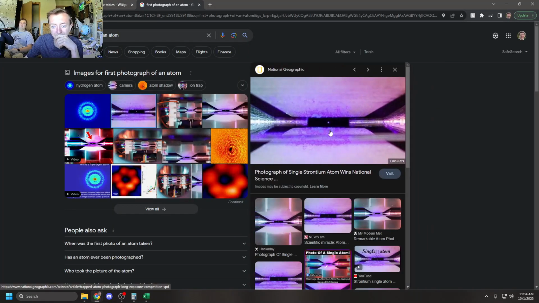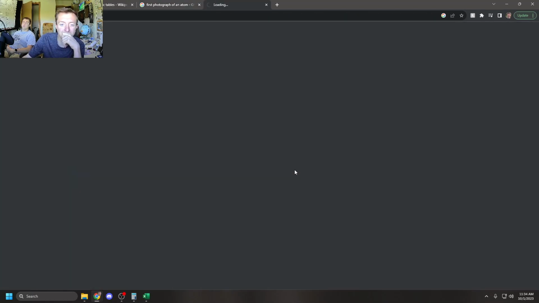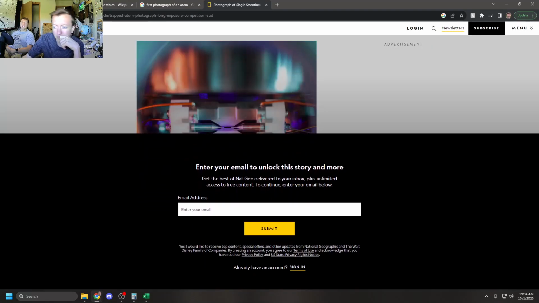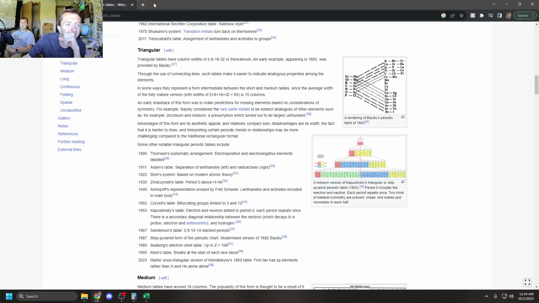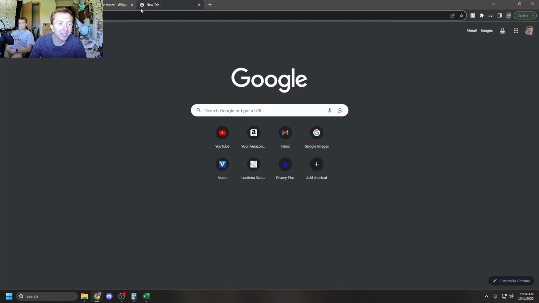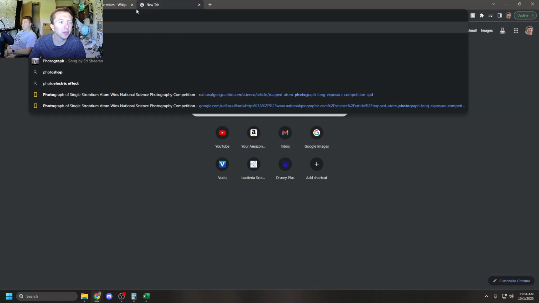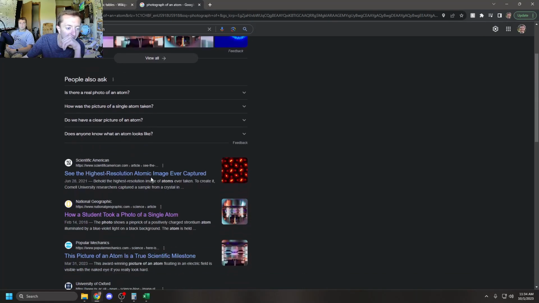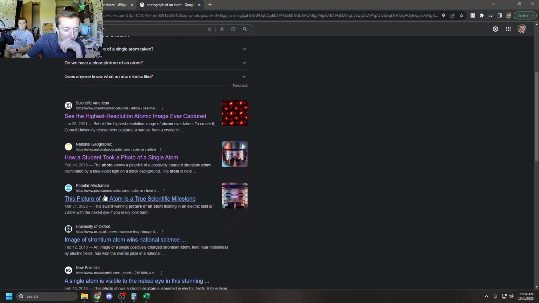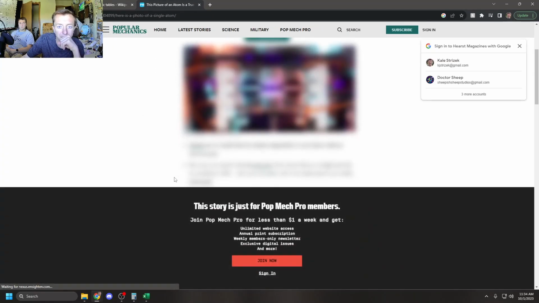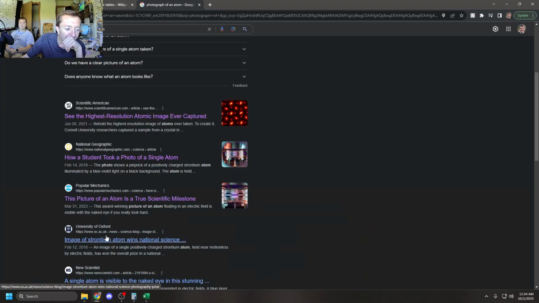Yes. Photograph of a single strontium atom wins Natural Science Prize. Yeah, but they didn't use visible light. Damn it, I don't want to. Welcome to National Geographic, where you have to pay. And I closed it. Photograph atom. Scientific American. Oh, well, no, that's not the image. Do you have to pay for all these stories?